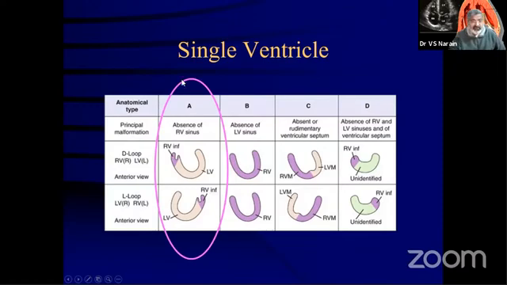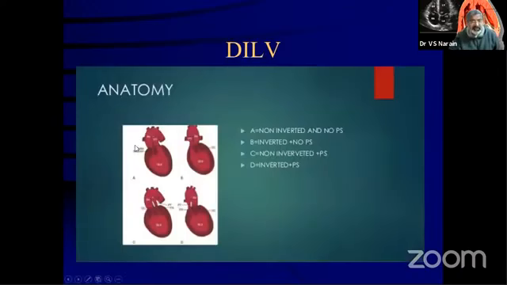The single ventricle will most of the time have transposition. It is only in about 5 to 10% of cases that it will not be transposition. And within transposition, you will have either an infundibulum which is normally placed or an infundibulum which is inverted, gone to the other side. And this is the anatomy of double inlet.